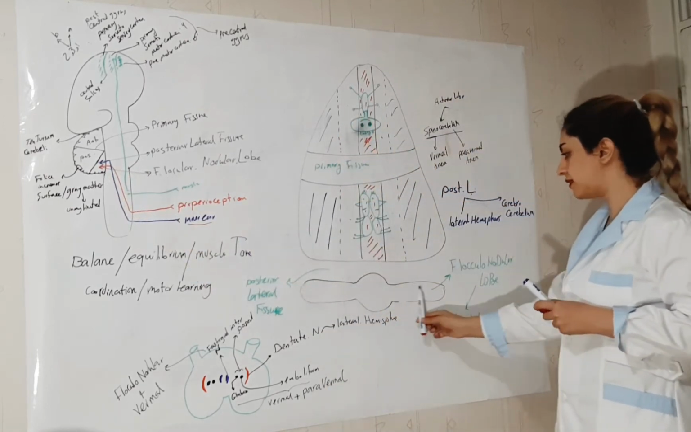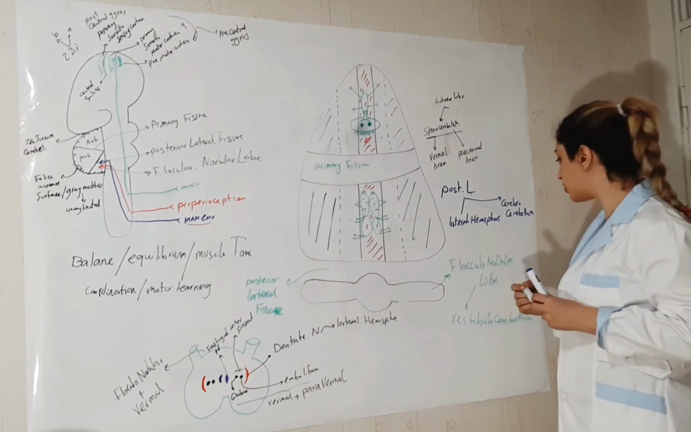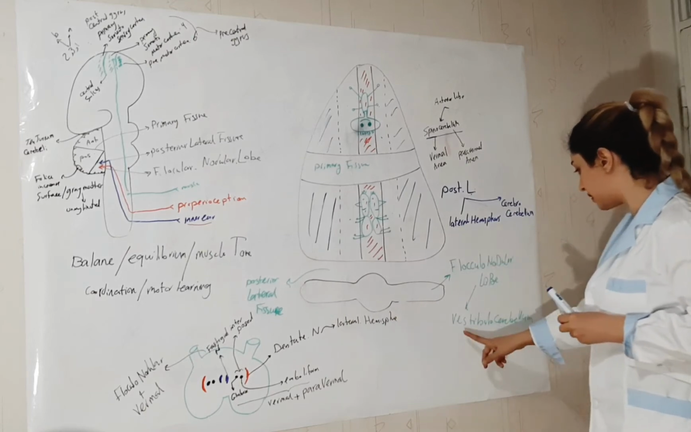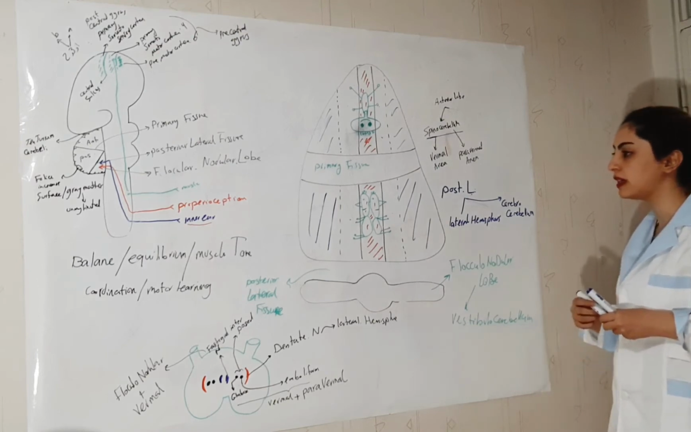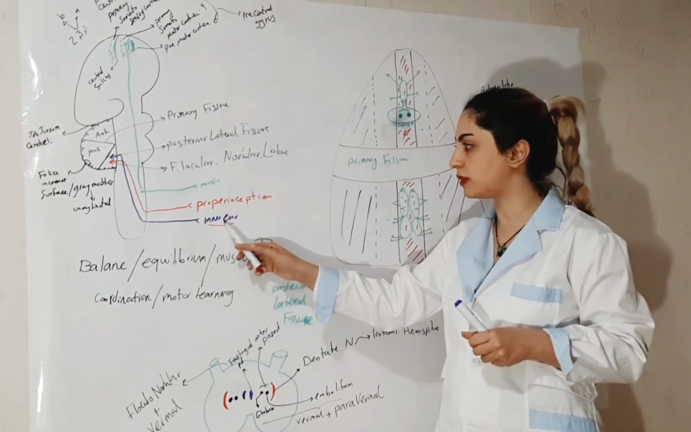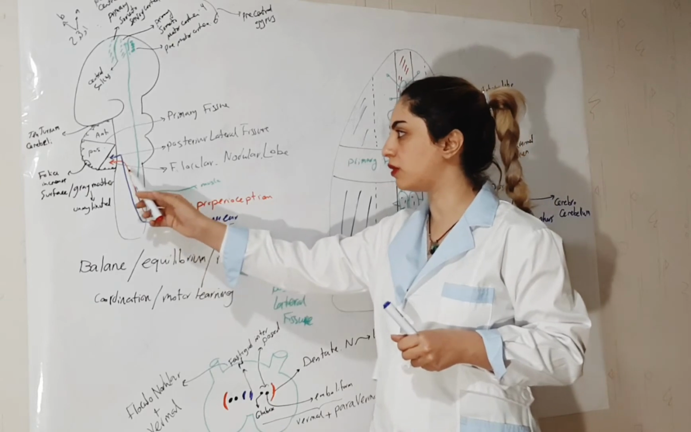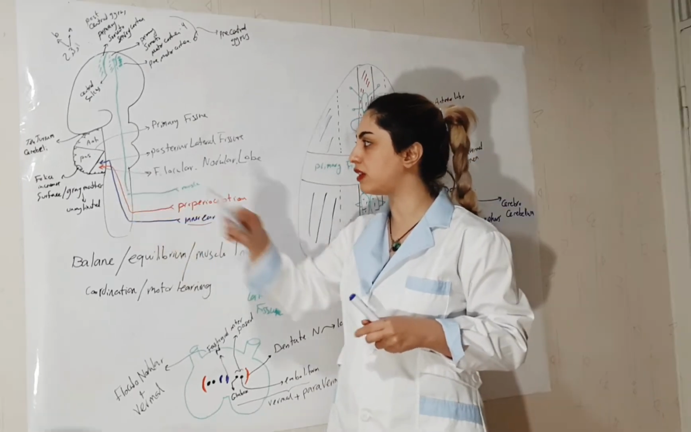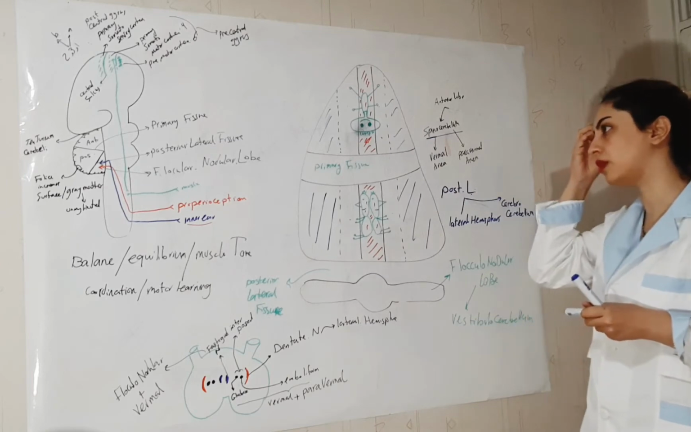So this is the flocculonodular lobe. It has some nuclei, which I will mention right now. But just in case, I want you to know that it is responsible for the vestibulocerebellar tract. What I mean is that it receives information from the inner ear. From the inner ear it comes to the vestibular nucleus, and finally to the flocculonodular lobe.